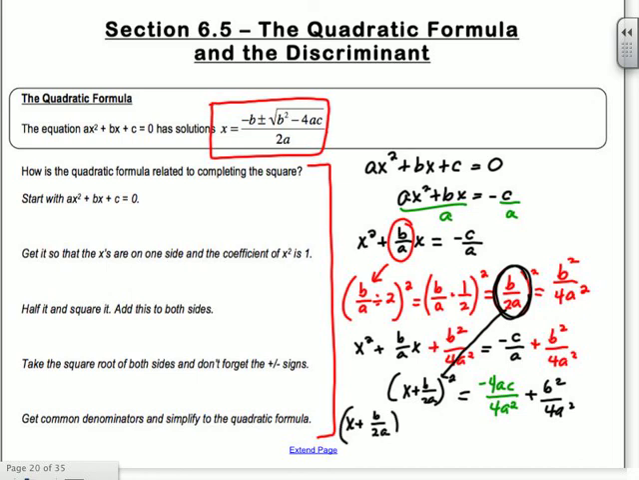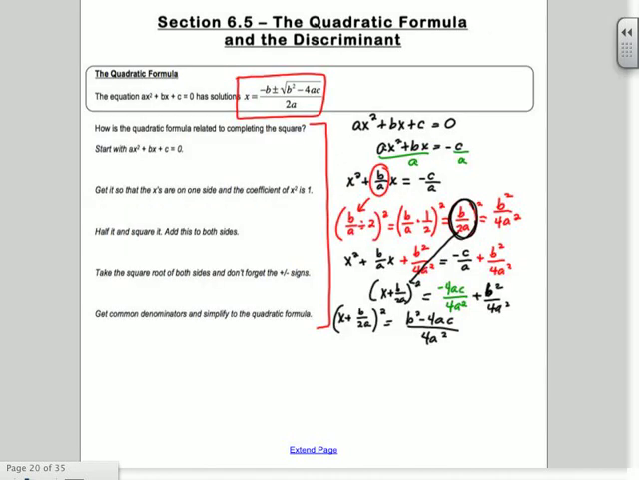Okay, so I have x plus b over 2a squared equals this right side, that's a b, not a 6. This right side is now b squared minus 4ac. Sound familiar? Whoa. We're getting there. I'm rocking your world with this complete the square into quadratic formula. All right. I'm good. We're almost there.